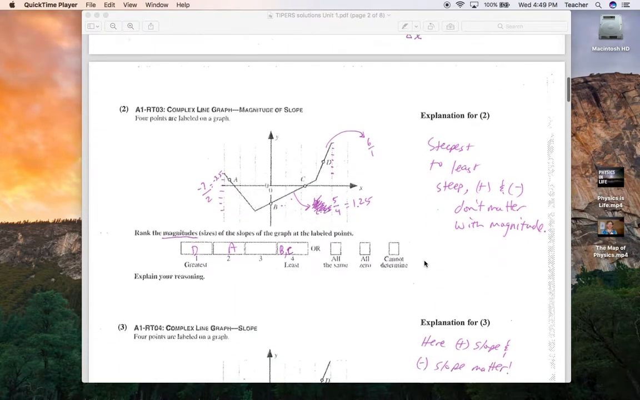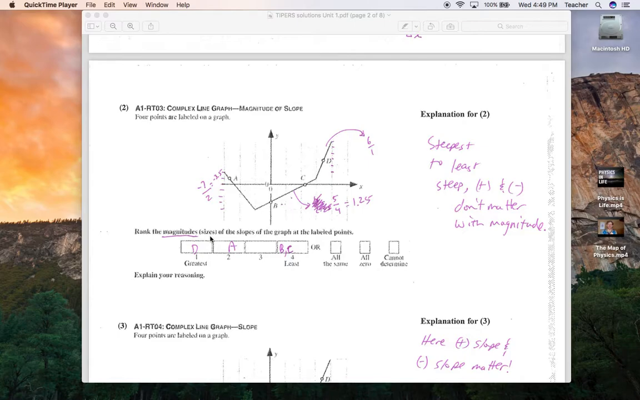For number two, this was asking about the magnitude, or the size, of the slope at the labeled points. So in this case, we've got point A, points B and C, and point D. Well, magnitude means it's like an absolute value. In other words, we don't worry about whether it's positive or negative. We're just looking at steepest to least steep. So point D is on the steepest part of the graph, so that's the greatest. A is on the next steepest, even though it's negative. And then B and C have the same steepness on that part of the graph, so they are the least.